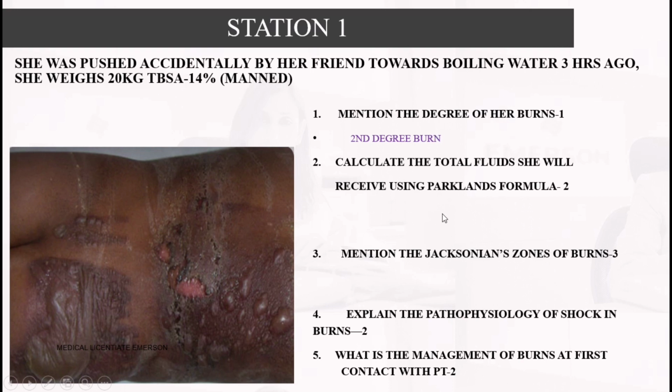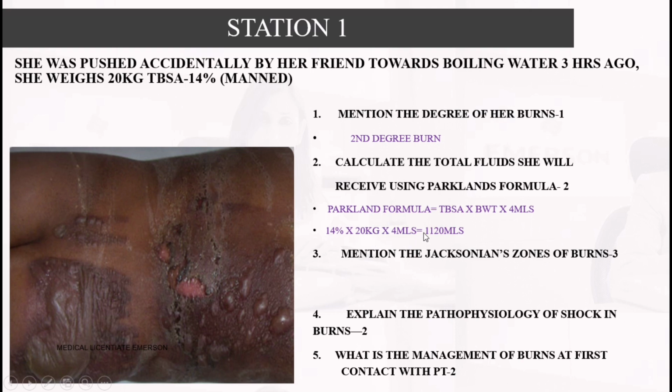Then calculate the total fluids using Parkland's formula. So Parkland's formula is equal to total body surface area times the body weight times 4 mLs, which we have been given. So the total body surface area is 14%, the body weight is 20, then the upper limit for this calculation is 4. So that's where the 4 is coming from.